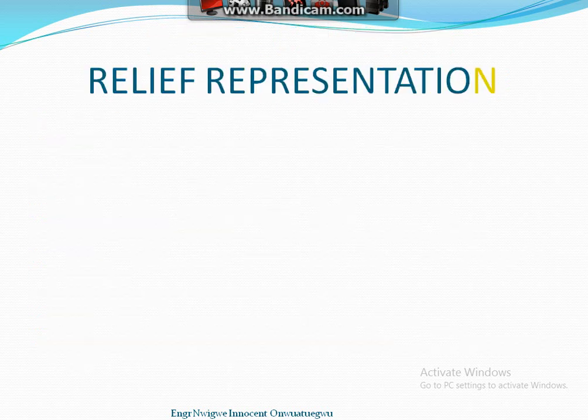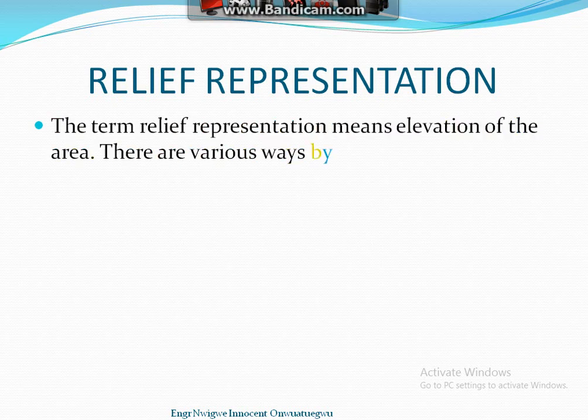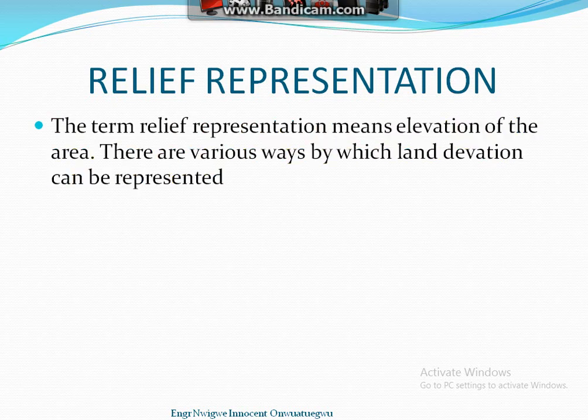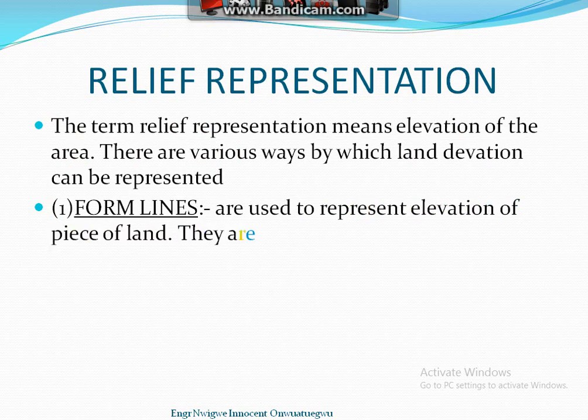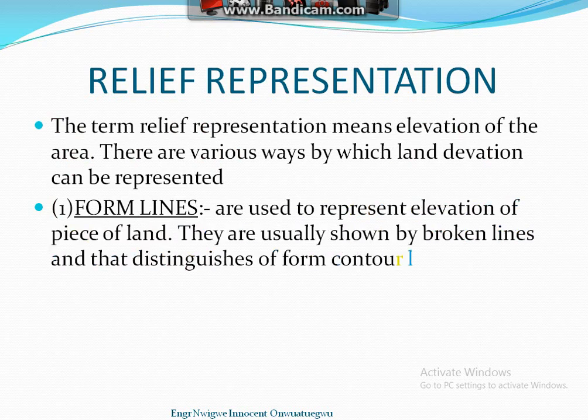Relief representation. The term relief representation means elevation of the area. There are various ways by which land elevation can be represented. 1. Form lines are used to represent elevation of a piece of land. They are usually shown by broken lines, and that distinguishes them from contour lines.